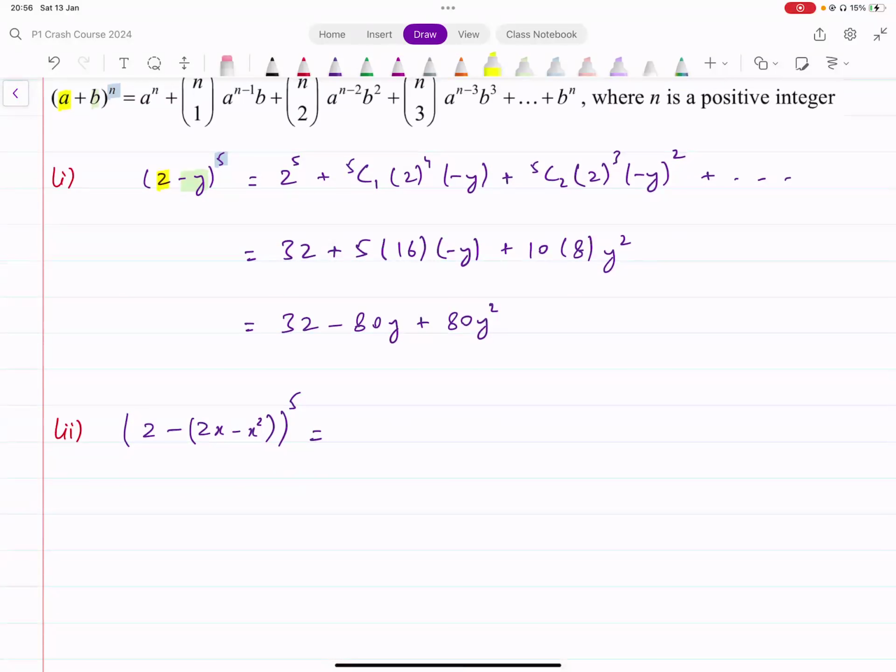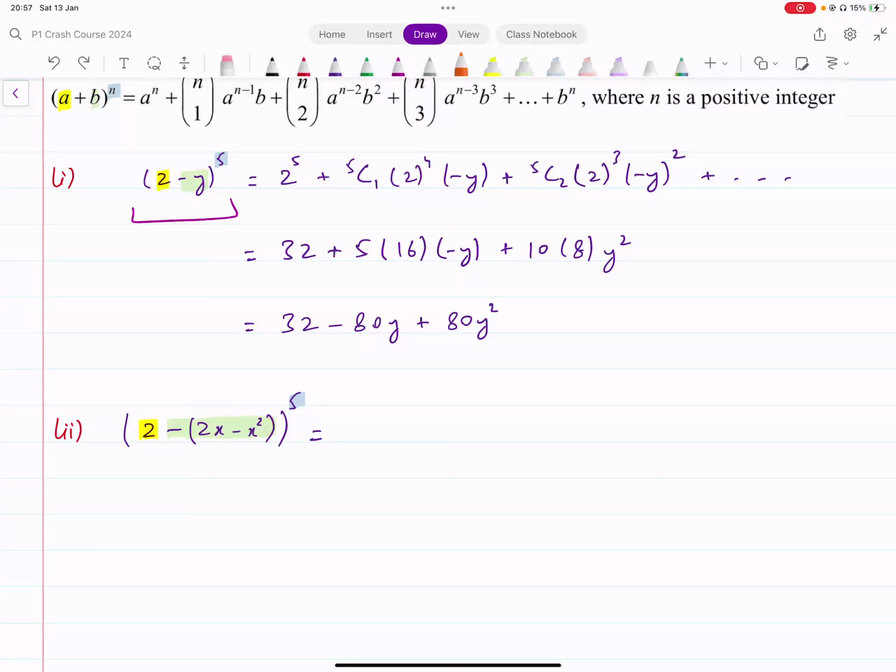If you notice, the two expansions, the two expressions that you have here, this one and this one, they're very similar. How are they similar? The power in both of them is 5, right? Both have power 5. The first term in both of them is 2. You have 2 there as well. Then you have a negative sign outside. In place of y, in the second expression, we have 2x minus x squared. So in place of y, we have got this thing.